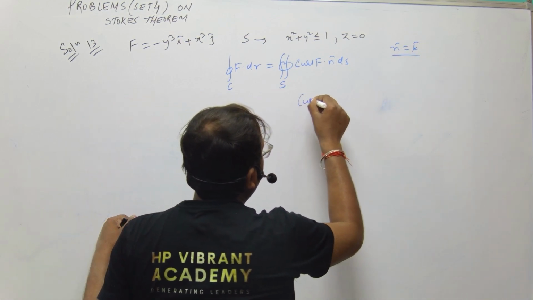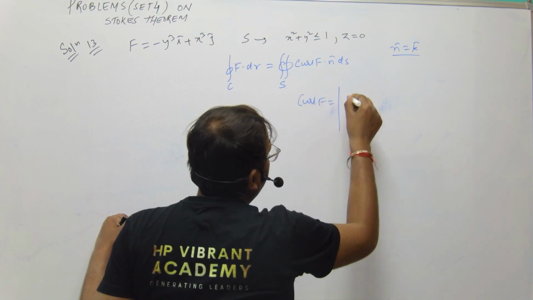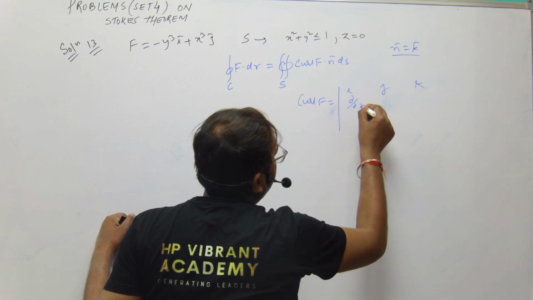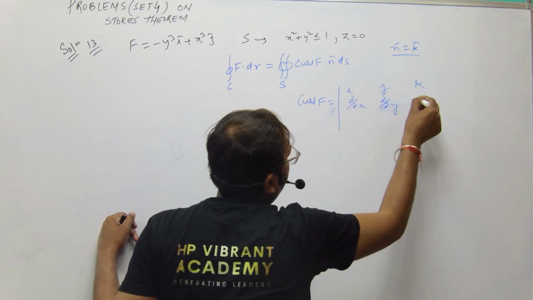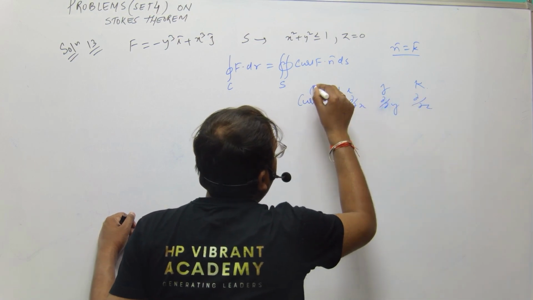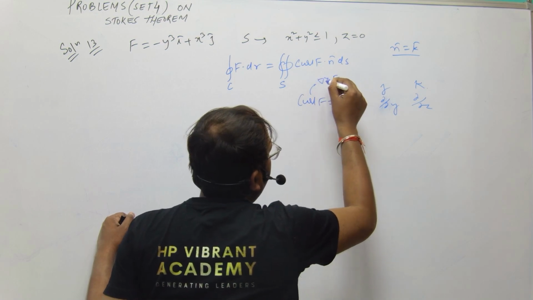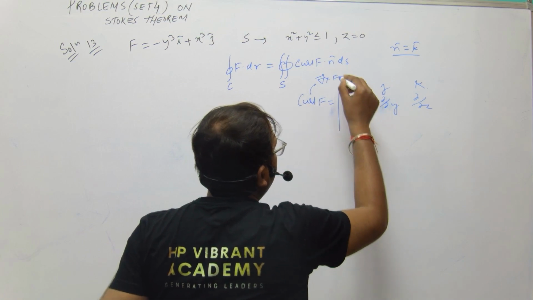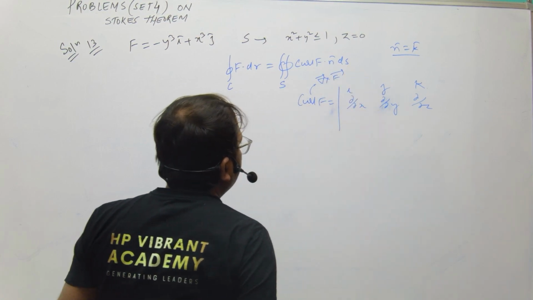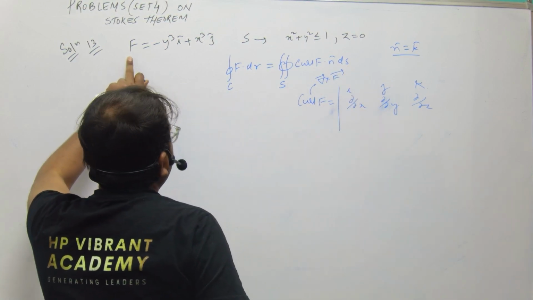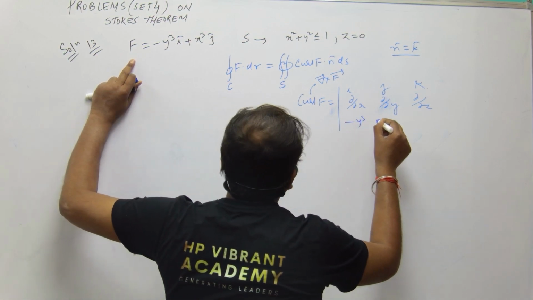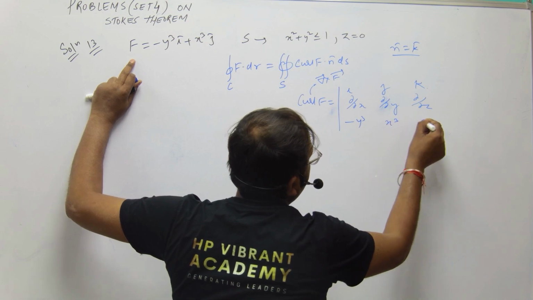Curl of f is equal to the determinant with i cap, j cap and k cap; del upon del x, del upon del y and del upon del z. Curl of f is del cross f. First we write the components of the del operator, that is nabla, and secondly we write the components of f, the vector point function. So this is minus y cube, this is x cube and this is 0.